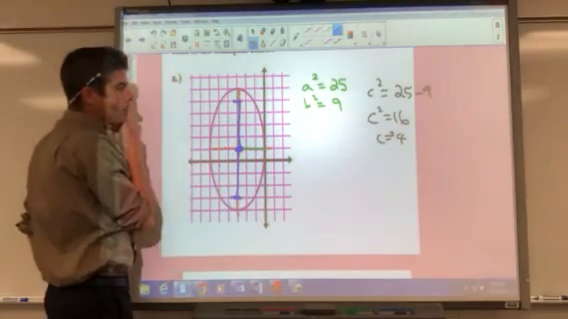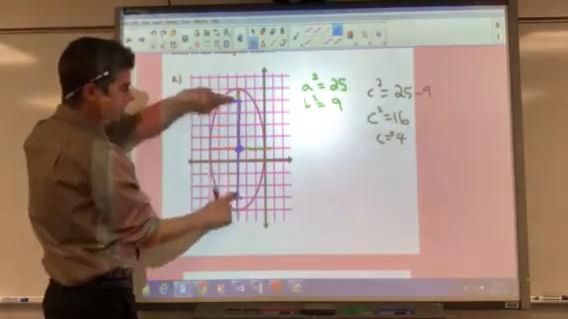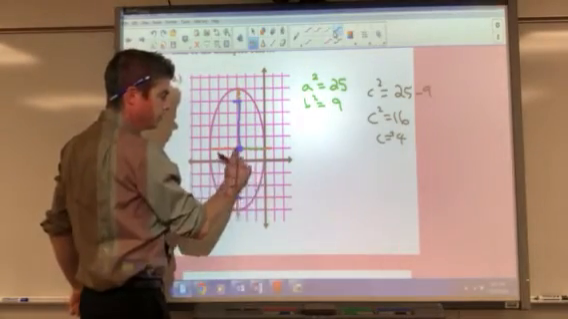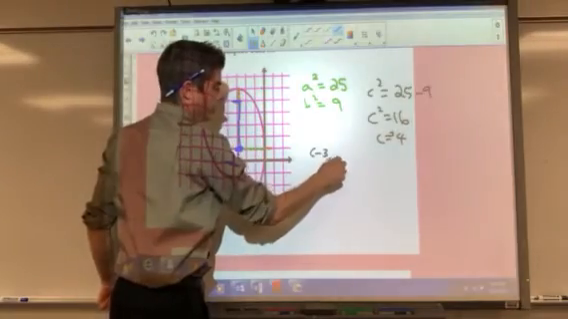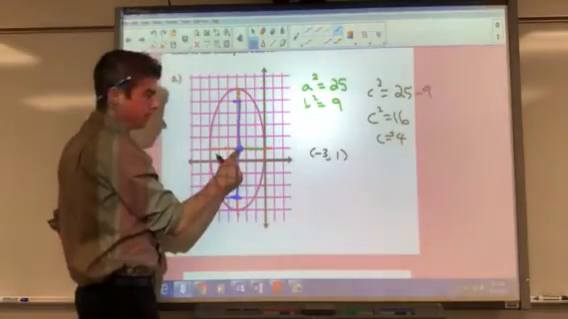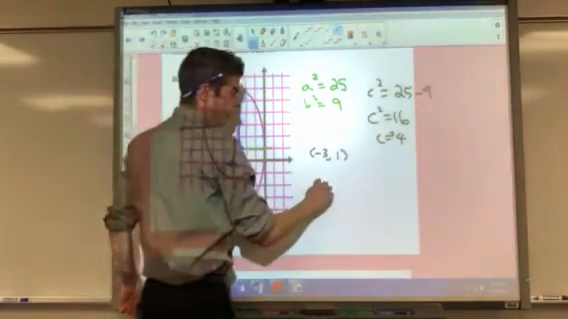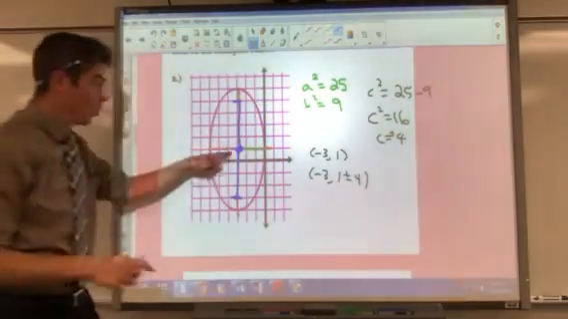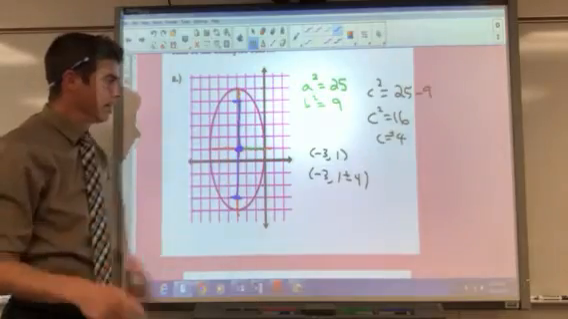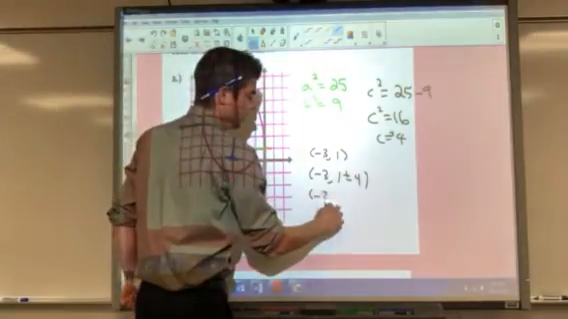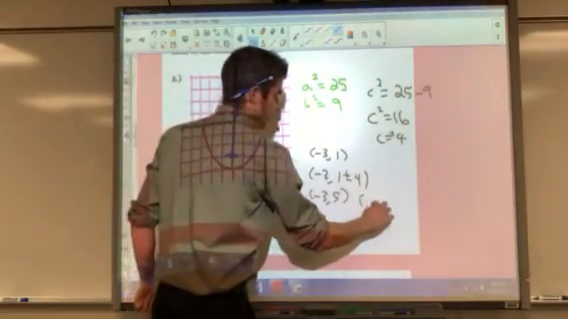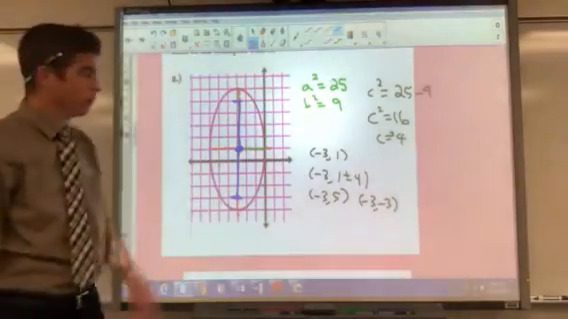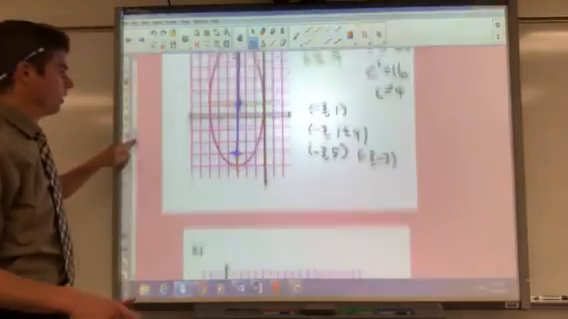Okay, so these two points. I could have thought about it as (-3, 1) being my center, and I'm going to go plus or minus 4, so (-3, 1) plus or minus 4, because I'm going in the y direction. And then I could label those points: (-3, 5) and (-3, -3), which I had right there. Cool.